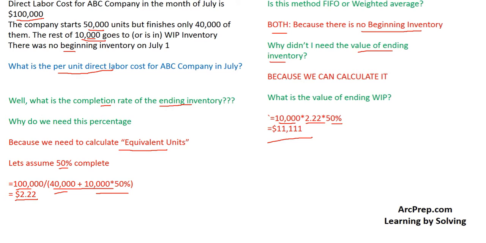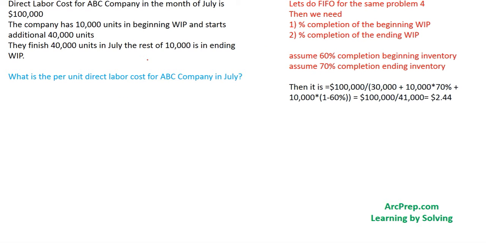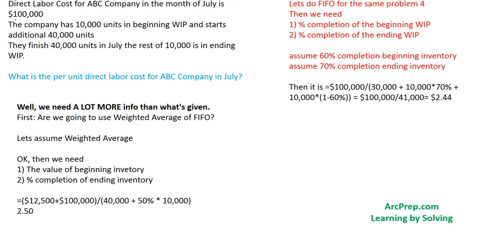One example where there was no ending inventory, and one example where there was no beginning inventory. Let's take a look at the hardest case, where we will have both beginning inventory and ending inventory. In this case, we are again spending $100,000. We have 10,000 units of beginning work in process inventory. We add an additional 40,000 units, and then we finish 40,000 units in July, and the remaining 10,000 units are ending work in process inventory.